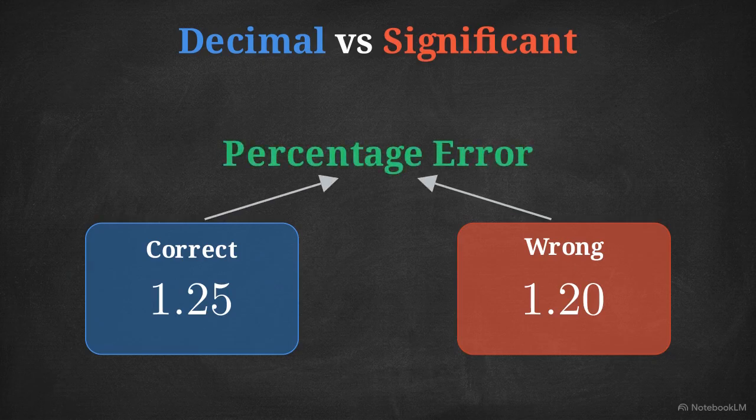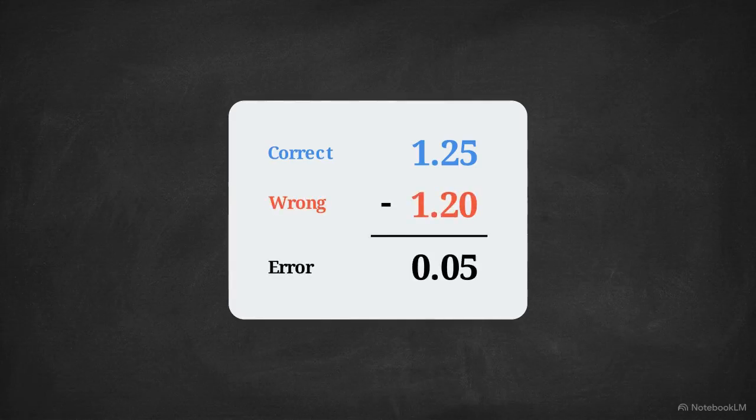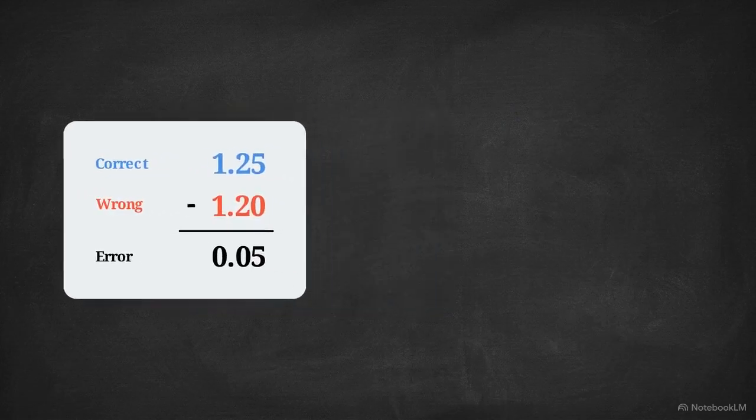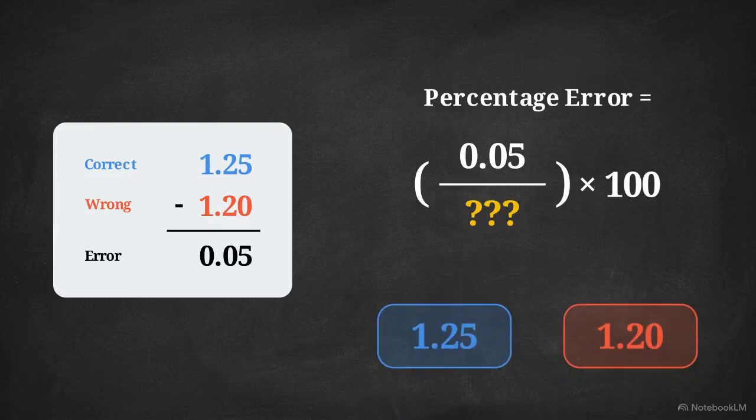We will use these two exact numbers to find the percentage error. The absolute error is simply the difference between the correct value and the student's wrong value. 1.25 minus 1.20 gives us an error of 0.05. To calculate percentage error, we divide the error by a base number and multiply by 100.